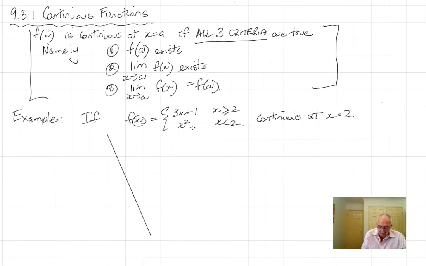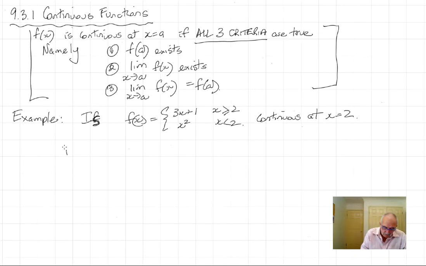So we've got this hybrid function here. f of x equals 3x plus 1 when x is greater than or equal to 2, and f of x is equal to x squared when x is less than 2. And we want to know, is this function continuous at x equals 2?